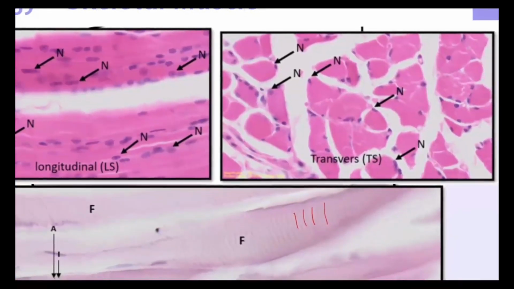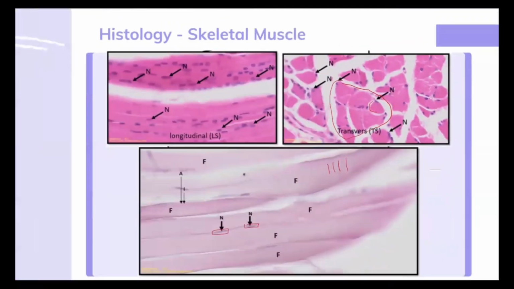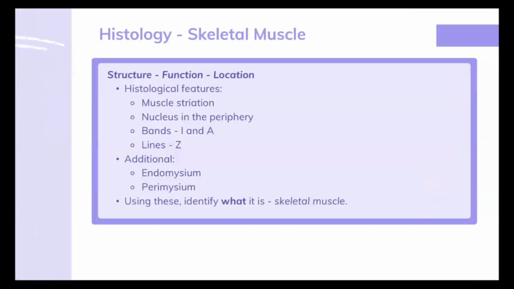Sometimes you might be given the transverse section and it can confuse people, so these pictures are just to acquaint you with it. Again, here it's very clear that the nuclei are in the periphery. In this case, you cannot see striations. But what you can see is the endomysium, the perimysium, and so on. This would be the endomysium, and around one big bundle you would have the perimysium. These are just the basic structures that you have.